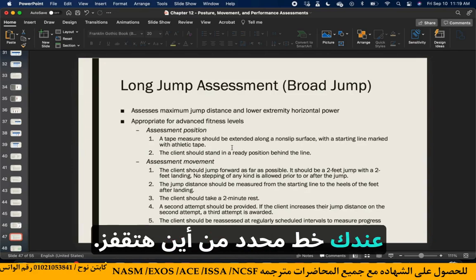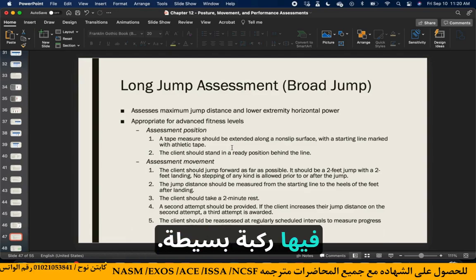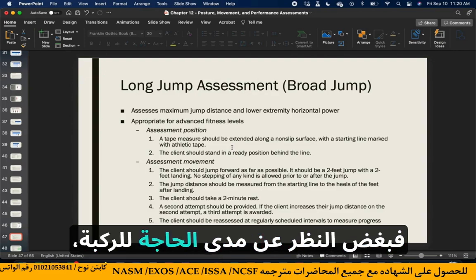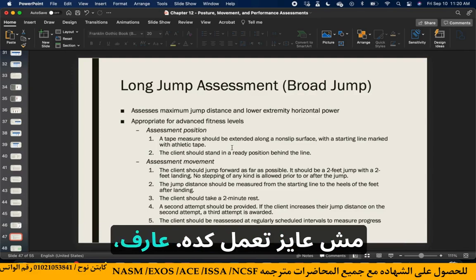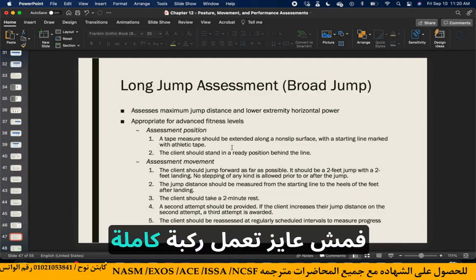is have your line marked where you're going to jump from. That person starts behind the line, gets to that slightly squatted position. It's a 2 foot jump and a 2 foot land. So however far they need to squat down, you want to be explosive, so you don't want to do a full squat and then jump out.